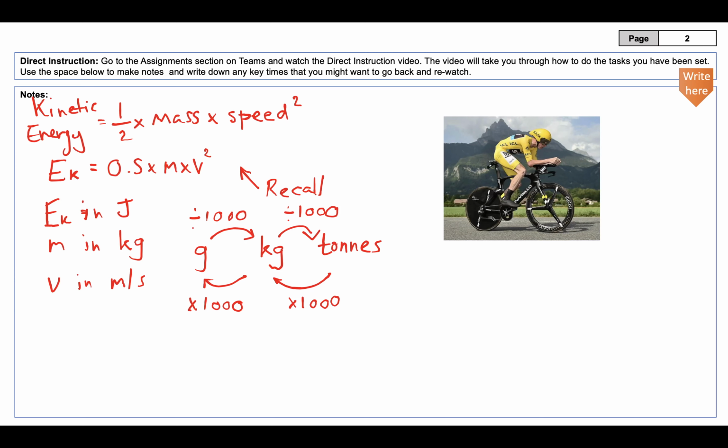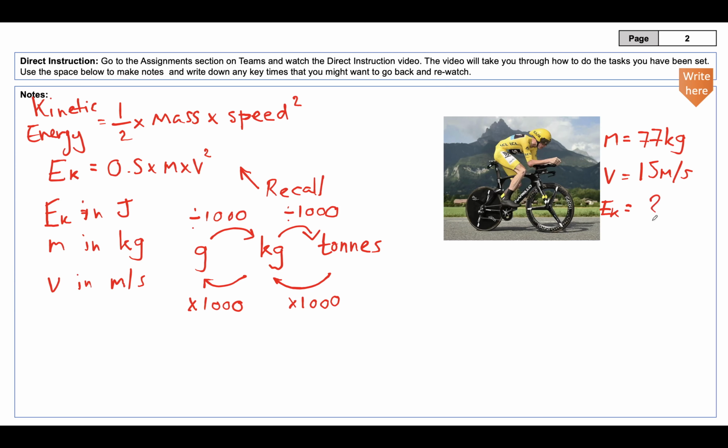So we have a cyclist here. This, I believe, is Chris Froome. Now, Chris Froome has a mass of 68 kilograms. His bike weighs about 9 kilograms. So the combined mass of the bike and the rider is going to be 77 kilograms. And if he's on a good day, his speed in his time trial is going to be about 15 meters per second. And what we're interested in now is that kinetic energy.